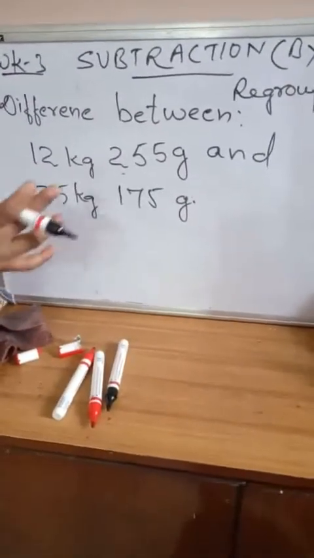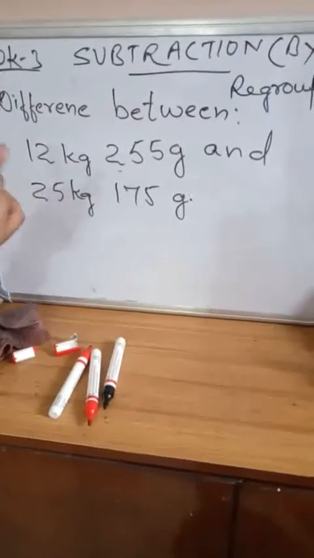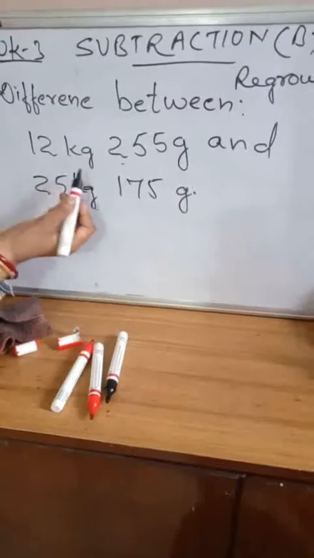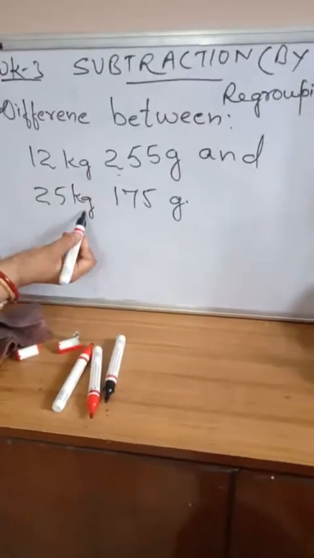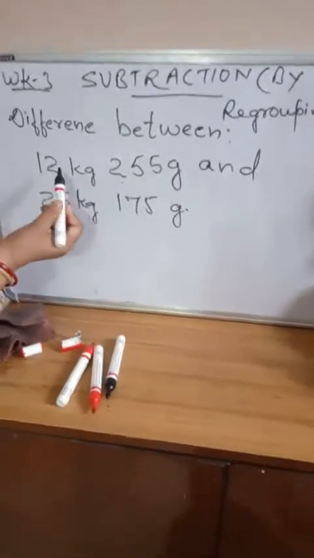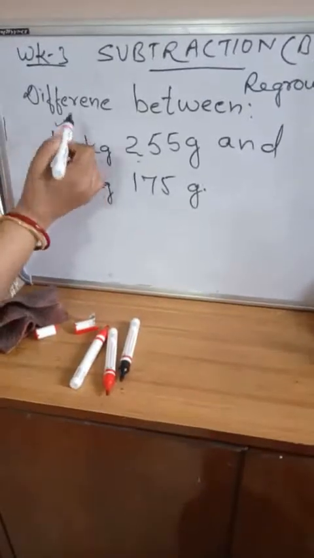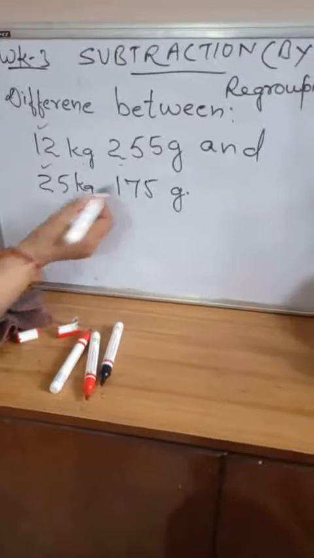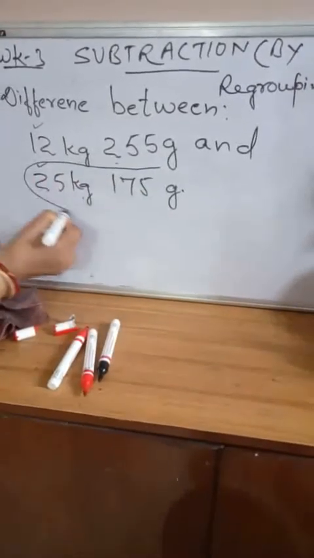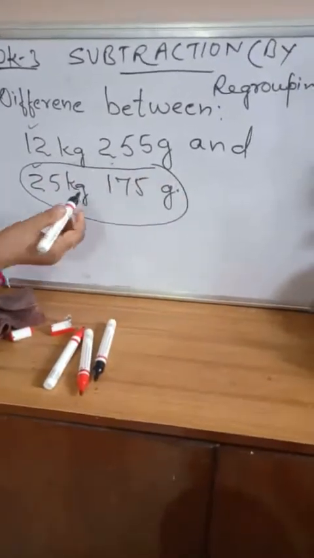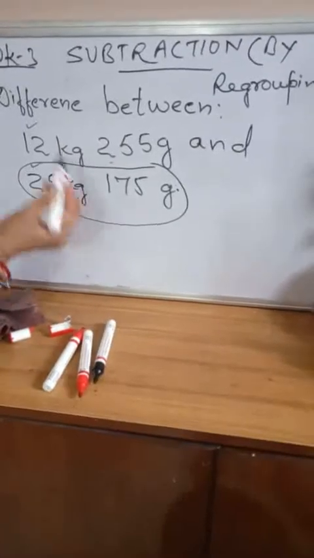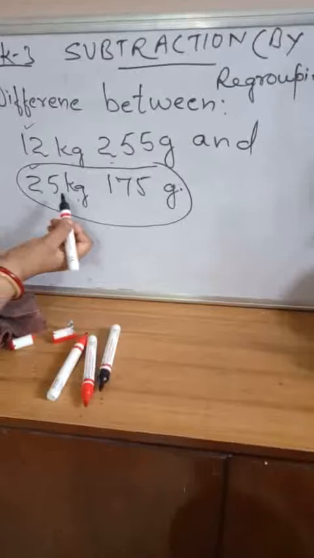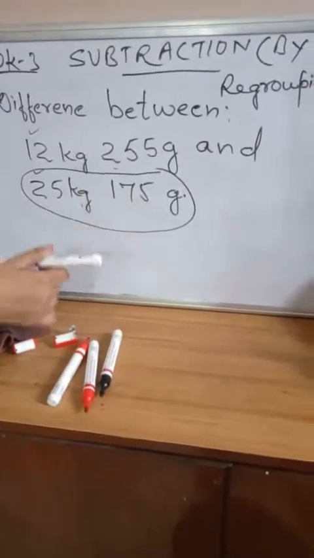Whenever we are going to compare, we compare with the bigger unit, the bigger place value. Here the bigger unit is kilogram. So I compare 12 kilogram and 25 kilogram. 25 kilogram 175 gram is more, so I have to subtract 12 kilogram 255 gram from 25 kilogram 175 gram.